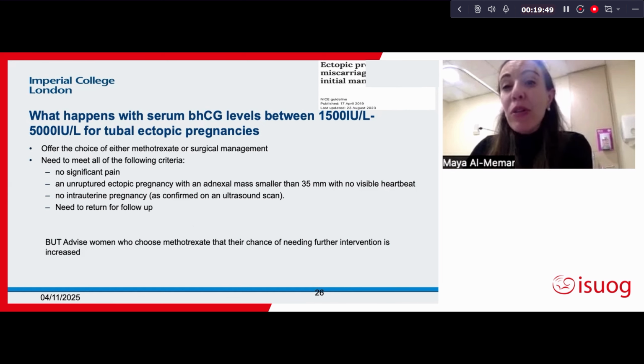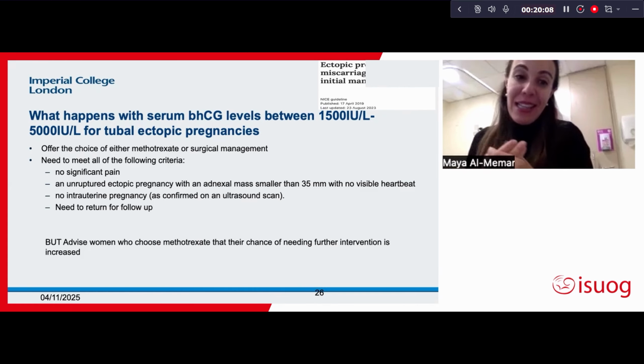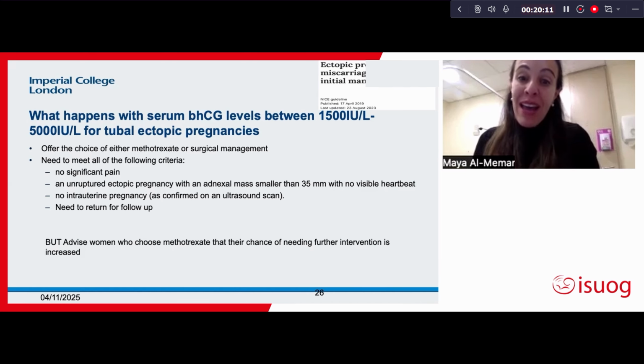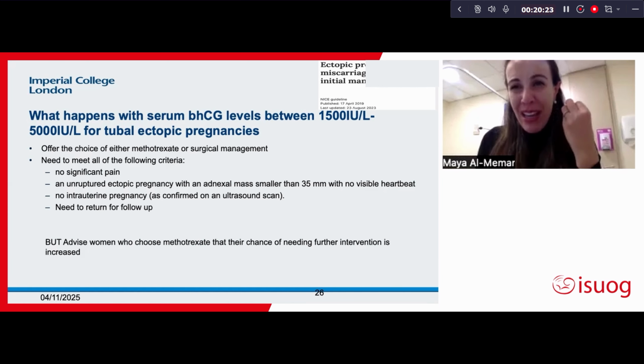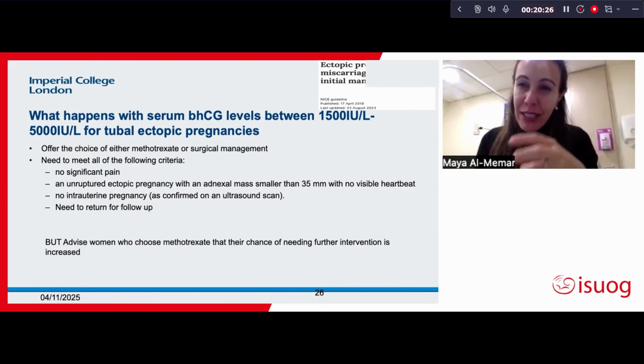They need to be able to be offered methotrexate. They need to meet the following criteria: no significant pain, an unruptured ectopic with a mass less than 35 millimeters with no heartbeat, no intrauterine pregnancy, and an ability to return and engage in the follow-up requirements. However, if you give methotrexate at these levels, we have to advise women that their chance of needing further intervention is increased, meaning their chance of rupture, their chance of treatment failure, and then needing further methotrexate or surgery is much, much higher. So we know that at these HCG levels, methotrexate treatment is more likely to fail.